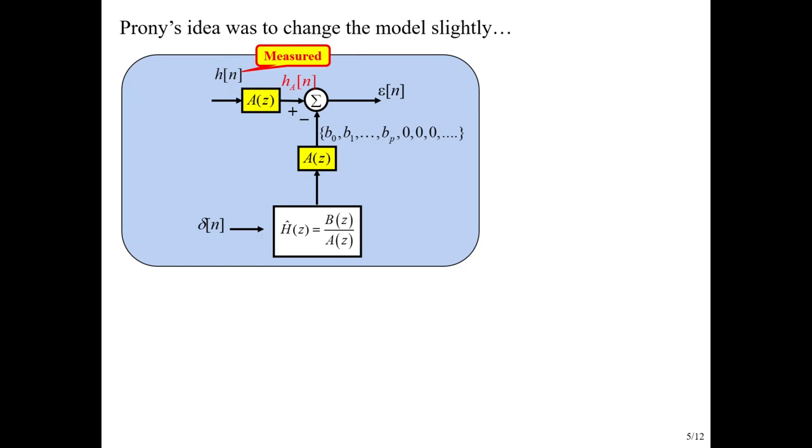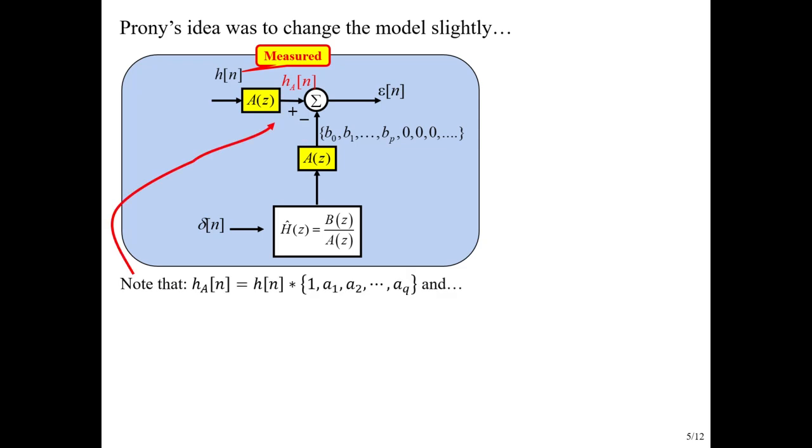We're going to run that also through A of z. That's the trick. So if this h hat of n and this h of n are both run through A of z, the idea is the things that come out should be similar as well. And so now we do a least squares problem on that. And that turns out to be a linear least squares problem, which is easier to solve.